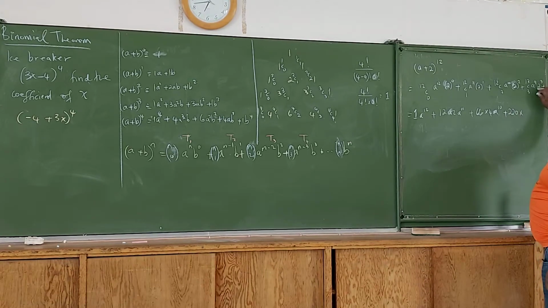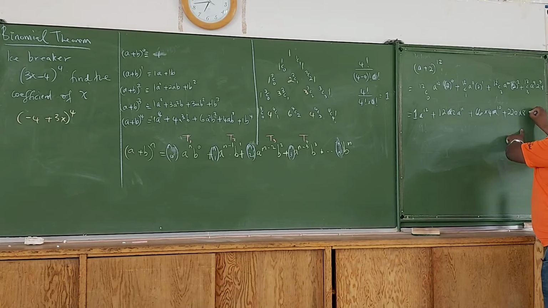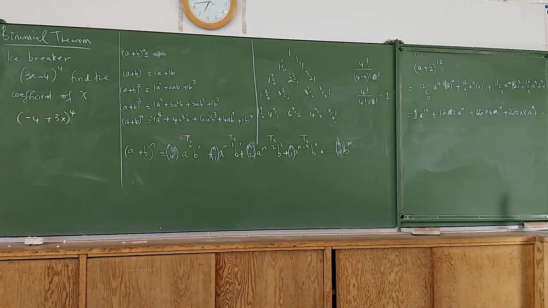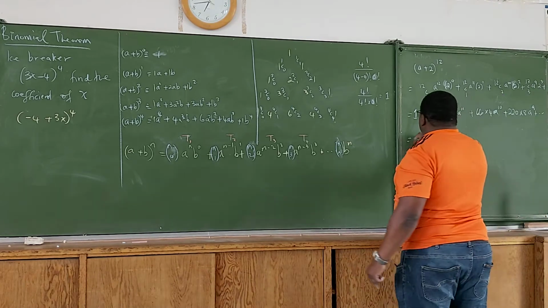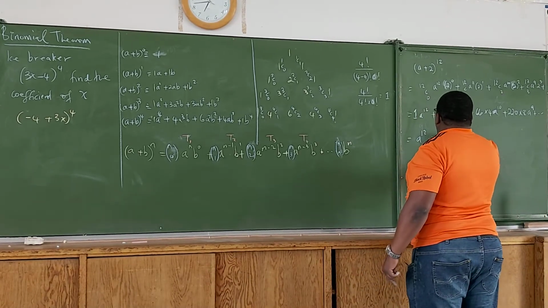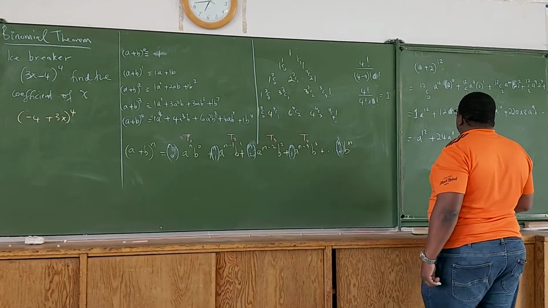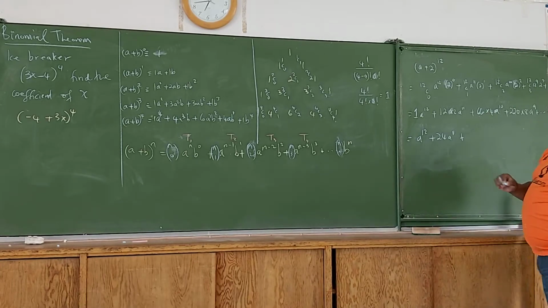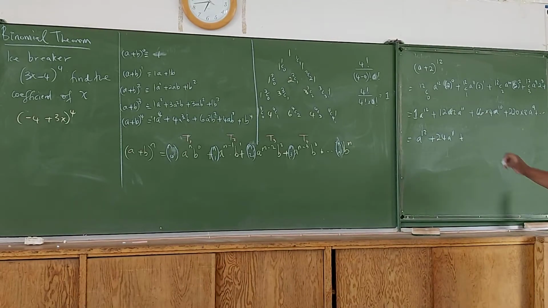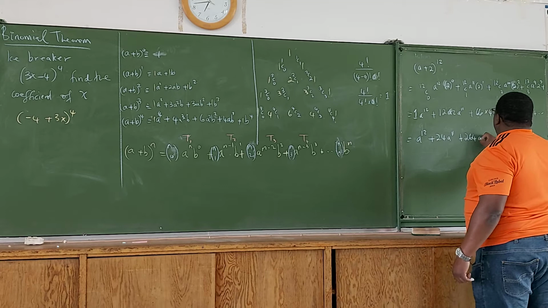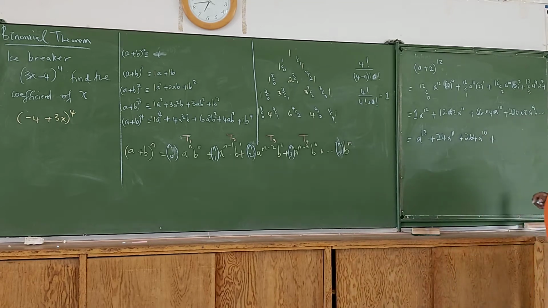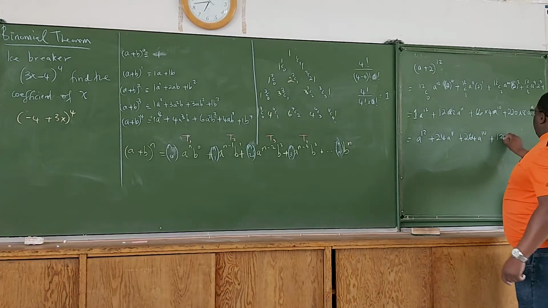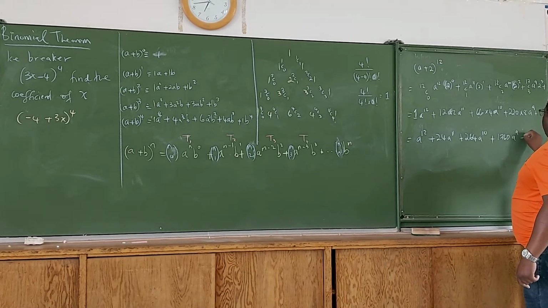Times 8. Are you with me? Times A raised to the 9 power, plus and so on. So now if we clean this up, this is A to the 12 plus 24 A to the 11. Are you with me? Plus 66 times 4, 264 A to the 10, 220 times 8, 1760 A to the 9 plus dot, dot, dot.